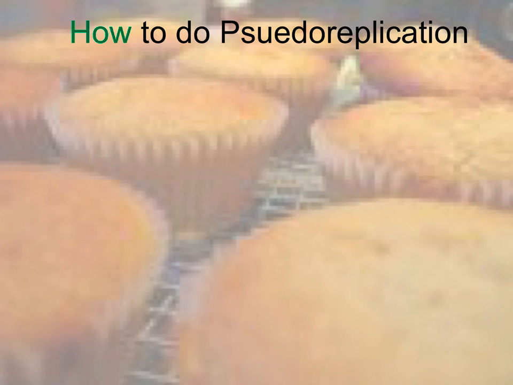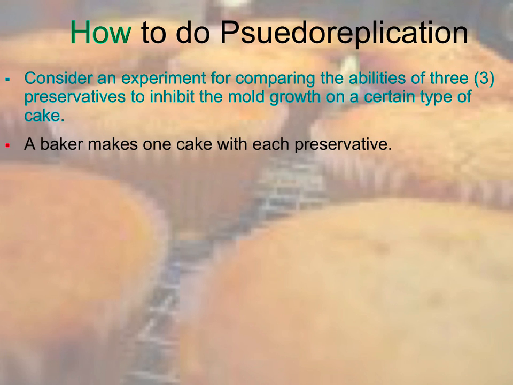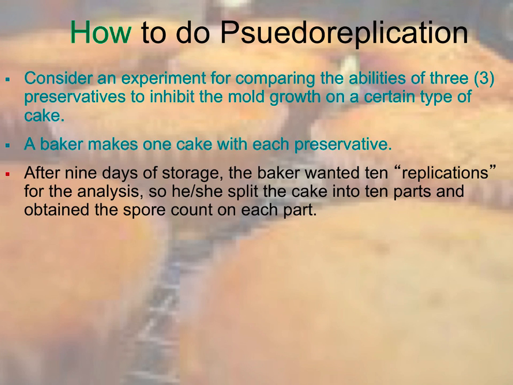So I stress again, this is something that you don't want to do, but I just want to give an example so that you understand what the concept is. Let's say that you wanted to compare 3 different kinds of preservatives to inhibit the mold growth on a certain type of cake. A baker makes 1 cake with each preservative, so that's 3 cakes in total. After 9 days of storage, the baker wanted 10 replications for the analysis. So the baker split the cake into 10 parts and obtained the spore count on each part.